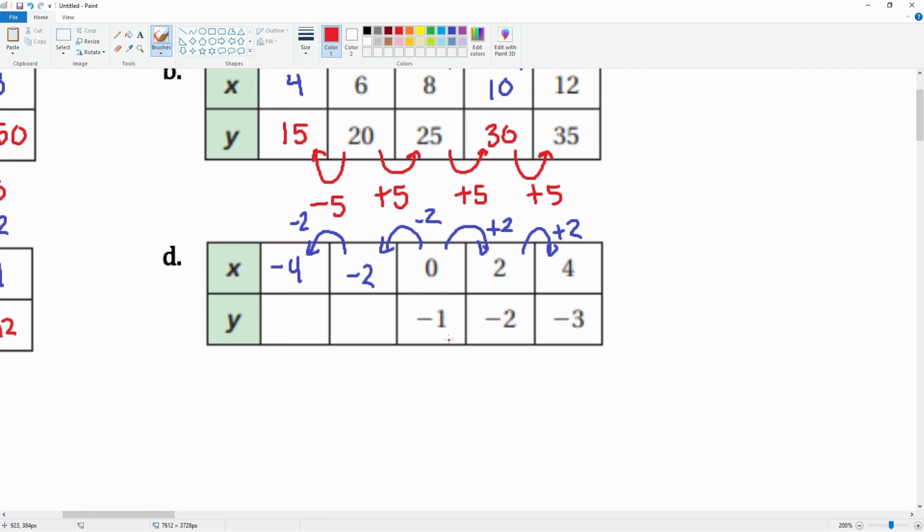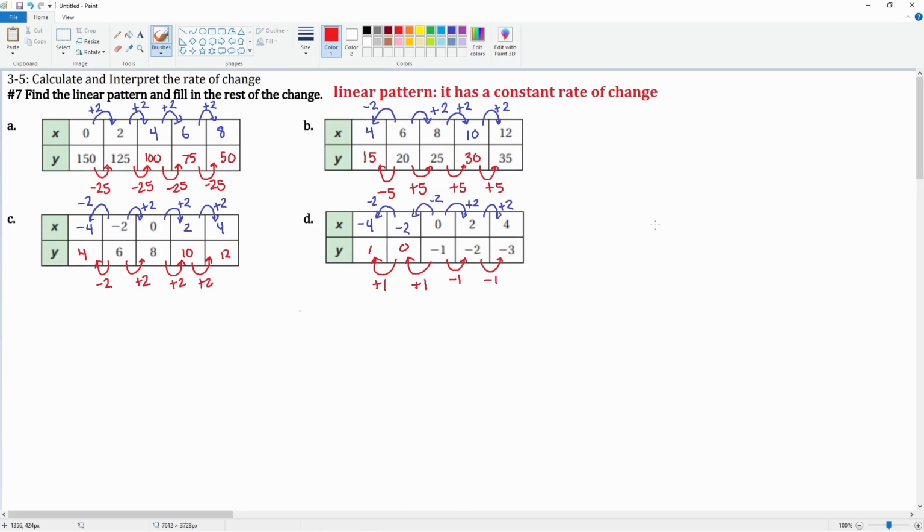To go forward, -1 to -2, you subtract 1. From -2 to -3, you subtract 1. So to go backwards, you're going to add 1. So -1 plus 1 is 0. 0 plus 1 is going to be a 1. And there you go. Since you know that this is a linear pattern, you can use that to fill in the rest of the chart.